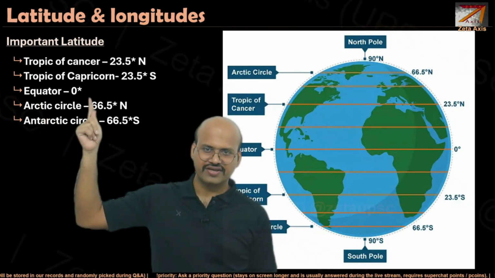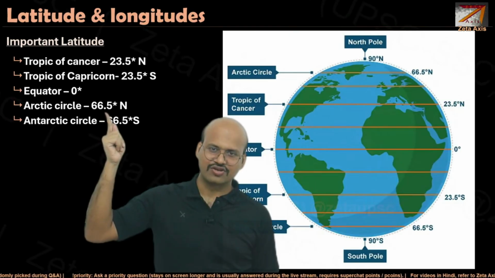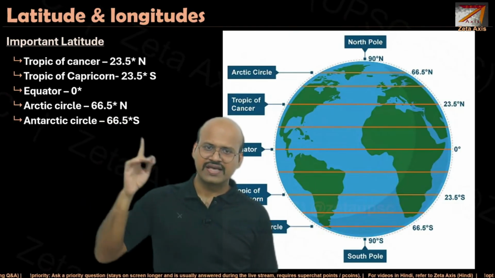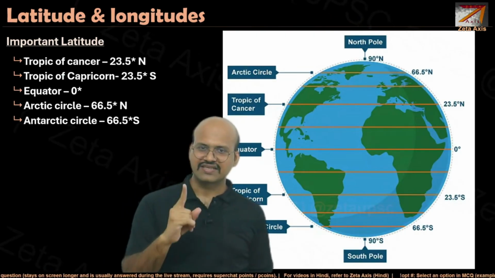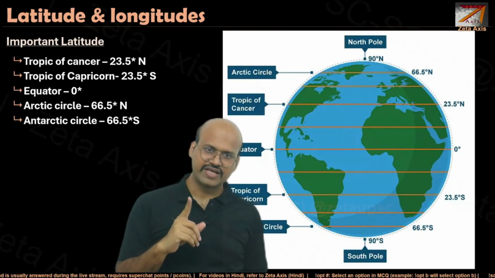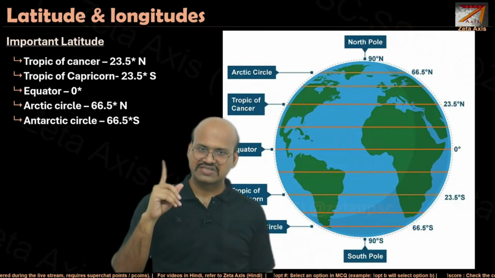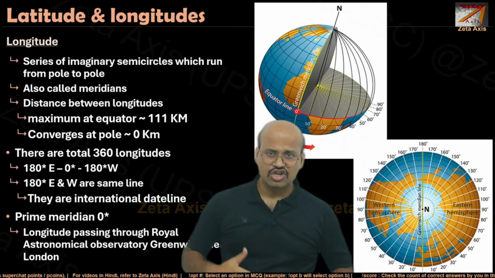The equator is 0 degree, in the middle of the North Pole and South Pole. Arctic Circle, 66.5 degree north. This is the region where there will be at least one day in a year when there is no sunrise and no sunset. Similarly, in the Antarctic Circle, there will be at least one day in a given year with no sunrise and no sunset. Now let's see the longitude.